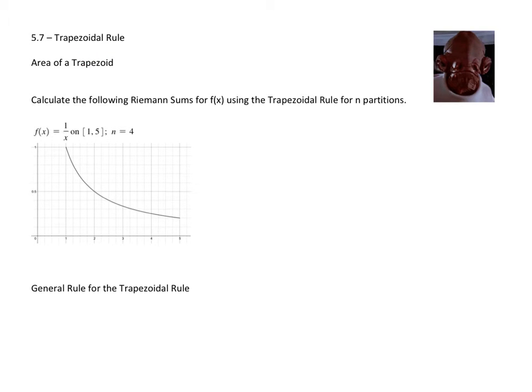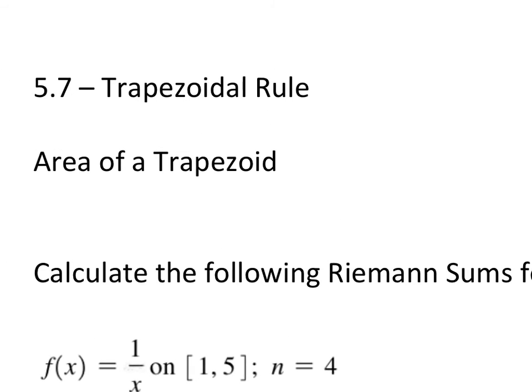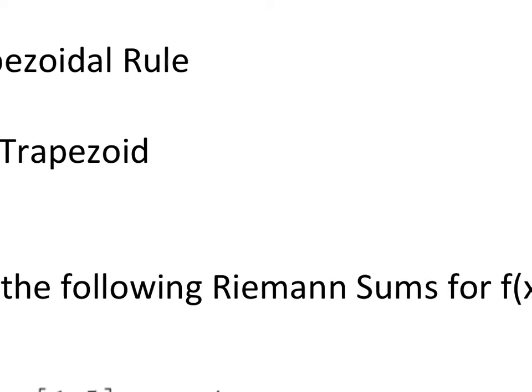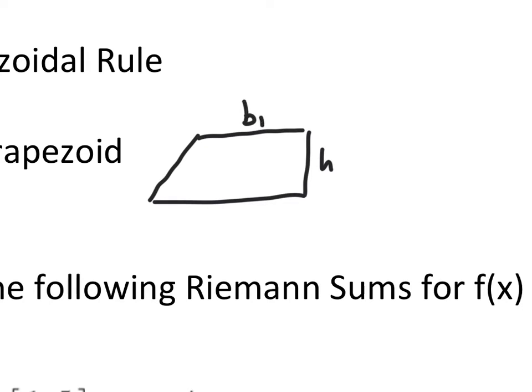So I kind of want to just go through and talk about some of the geometry associated with the area of a trapezoid. So if I draw a trapezoid that we would see here, then you'd see something like this, okay? A four-sided figure like that. I'm going to call this the height. I'm going to call this base sub 1, and this is base sub 2, okay?